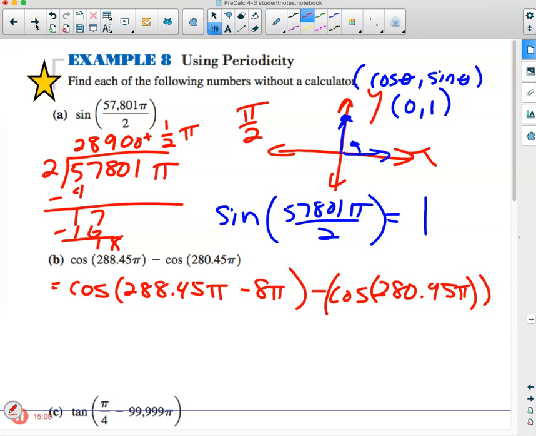So it doesn't matter what the values are. This value is going to be exactly the same thing as this value. It's going to be 0. All because 8 pi is divisible by 2 pi. Perfectly. It's going to land in the exact same spot.